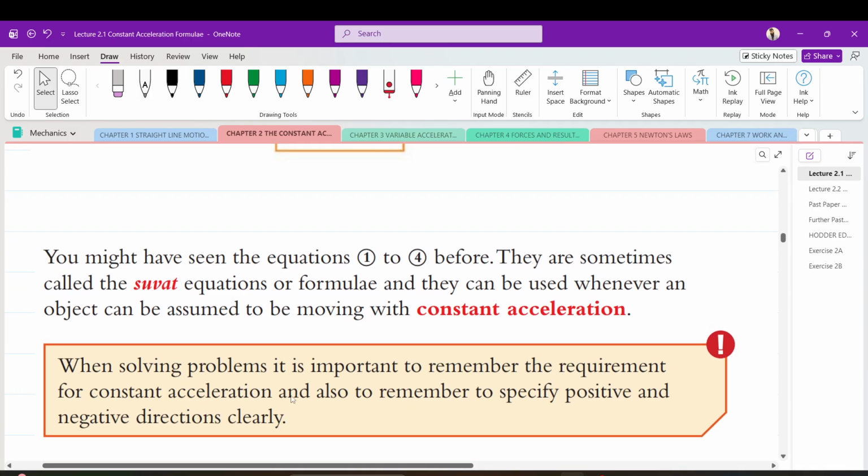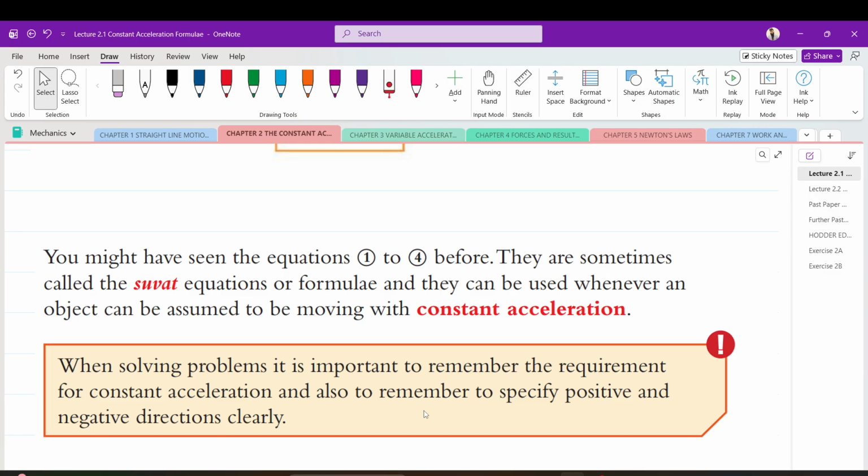When solving problems, it is important to remember the requirement for constant acceleration and also to remember to specify positive and negative directions clearly. Now, the conventional way is that we assign right hand side and upwards as positive and left hand side and downwards as negative.